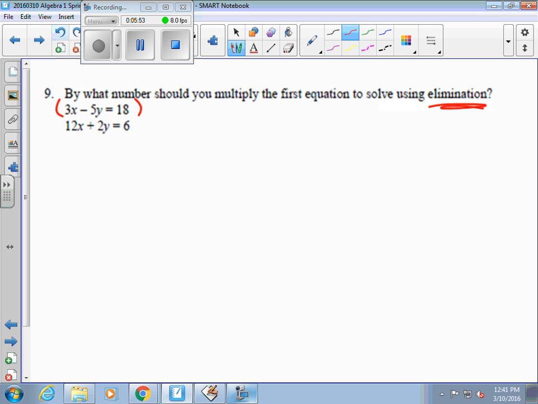-12. So what do you need to multiply 3x by to get -12? That's the question it's asking. So 3 times -4 will give you -12x. So by what number should you multiply that equation by? -4 is the solution.